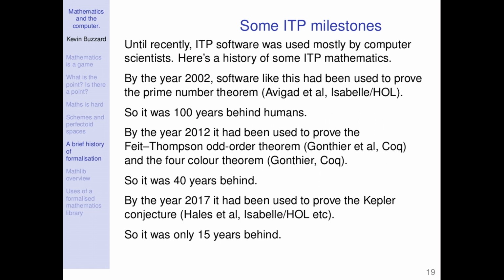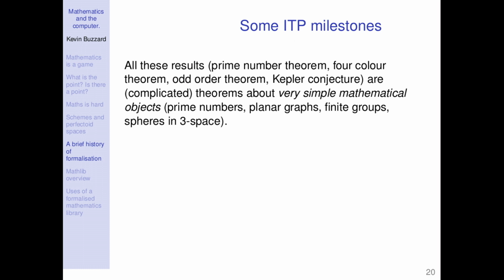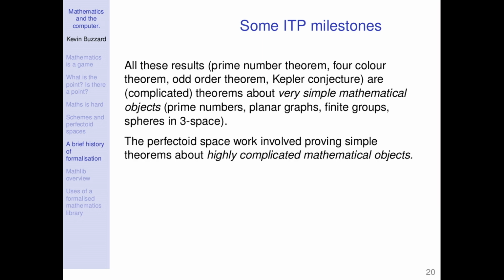But this isn't the right question, the number of years behind, because there's something else going on with these theorems. And what's going on with these theorems is that they're all about really simple objects. And this is the kind of thing that people were doing at the time. Prime numbers, planar graphs, finite groups. These are very mathematically simple objects.